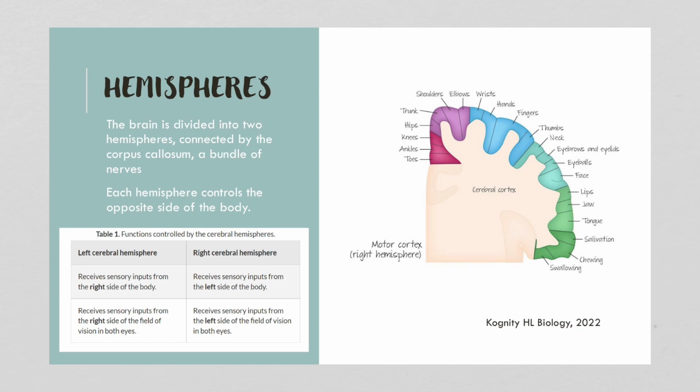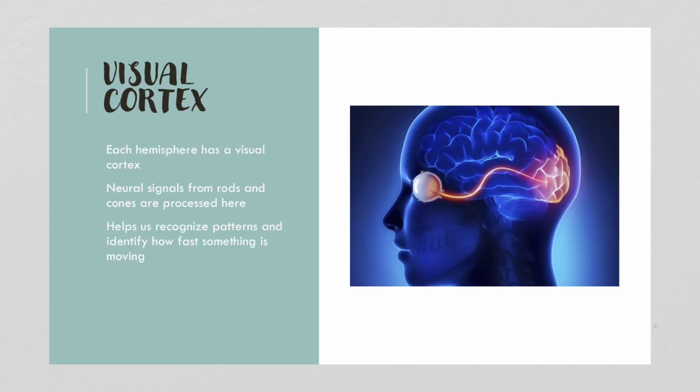This is an image to show you the different parts of our cerebral cortex that are responsible for what. So our visual cortex, each hemisphere has its own visual cortex. So the neural signals from the rods and cones, which we'll talk about later when we learn about sensory receptors, they're processed here, and they help us recognize patterns and help us identify how fast something is moving. So our visual cortex collects the information and helps us interpret what that information is telling us.